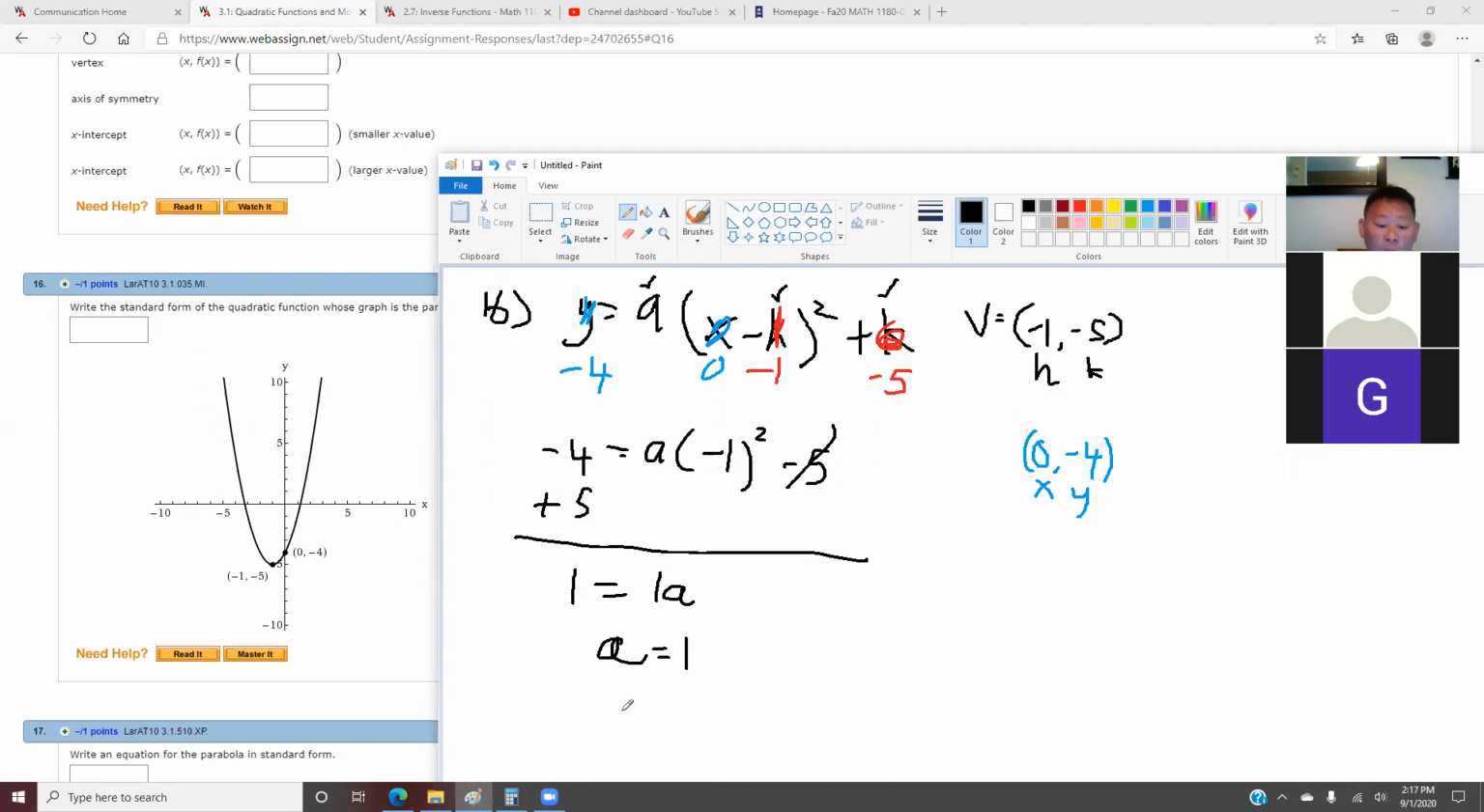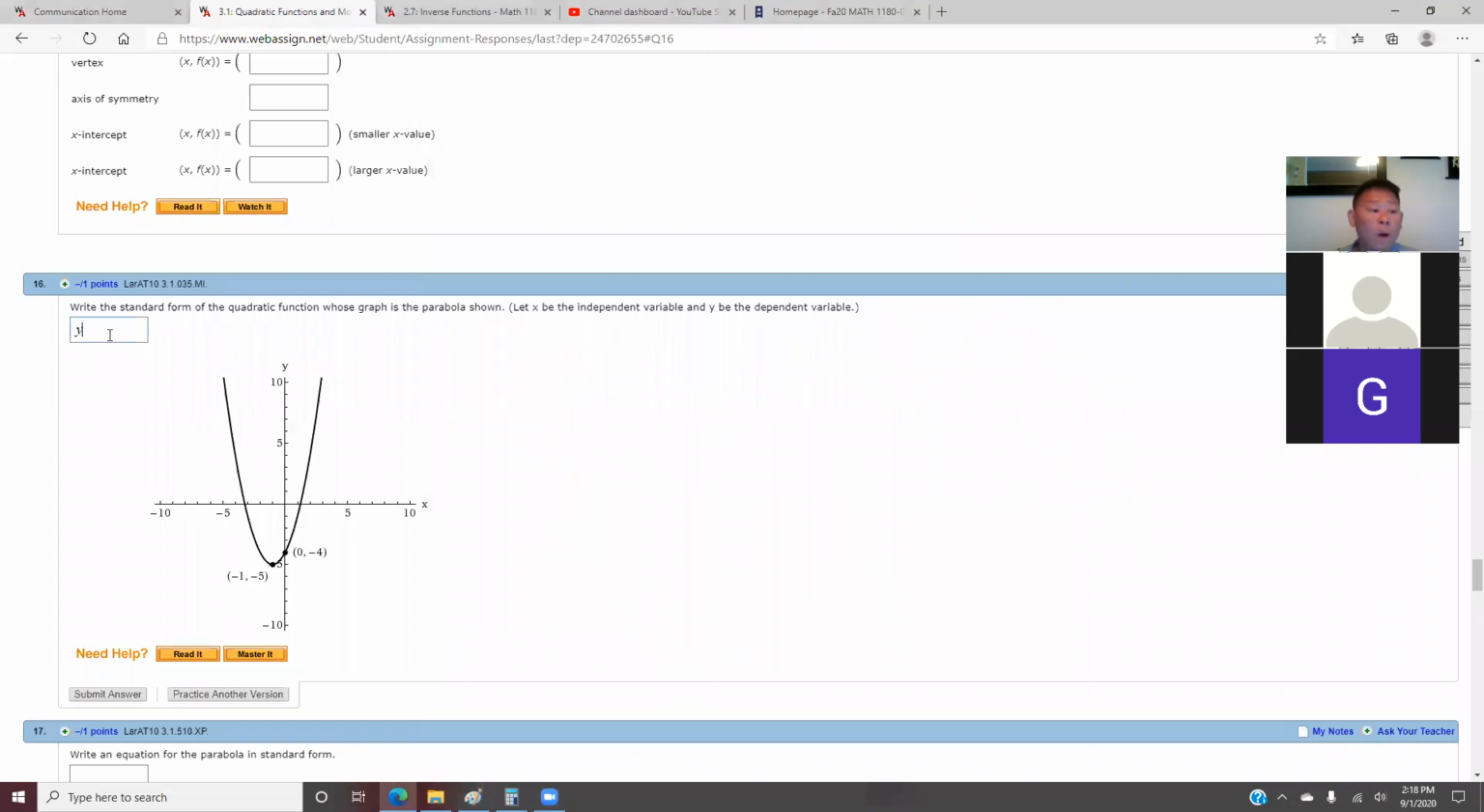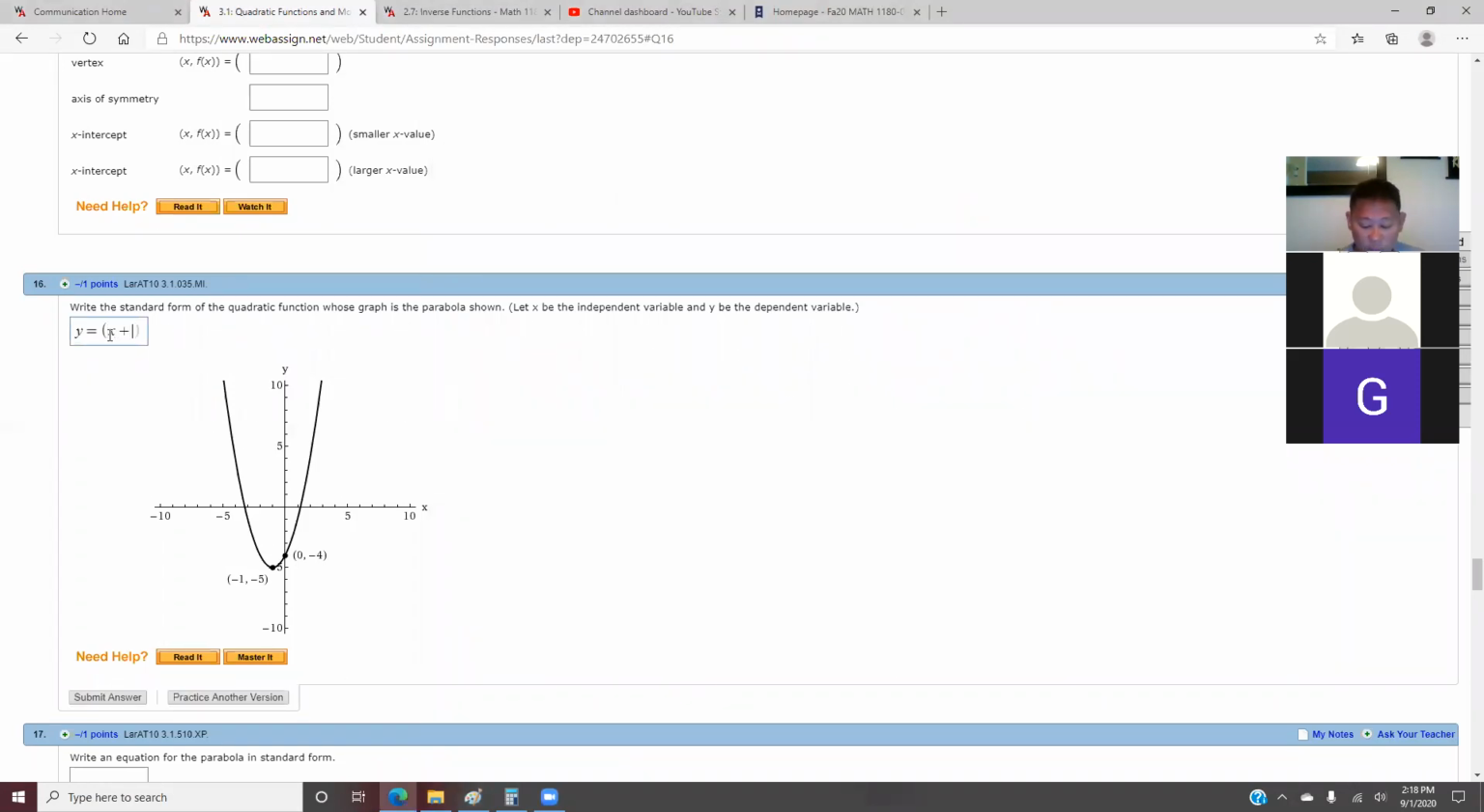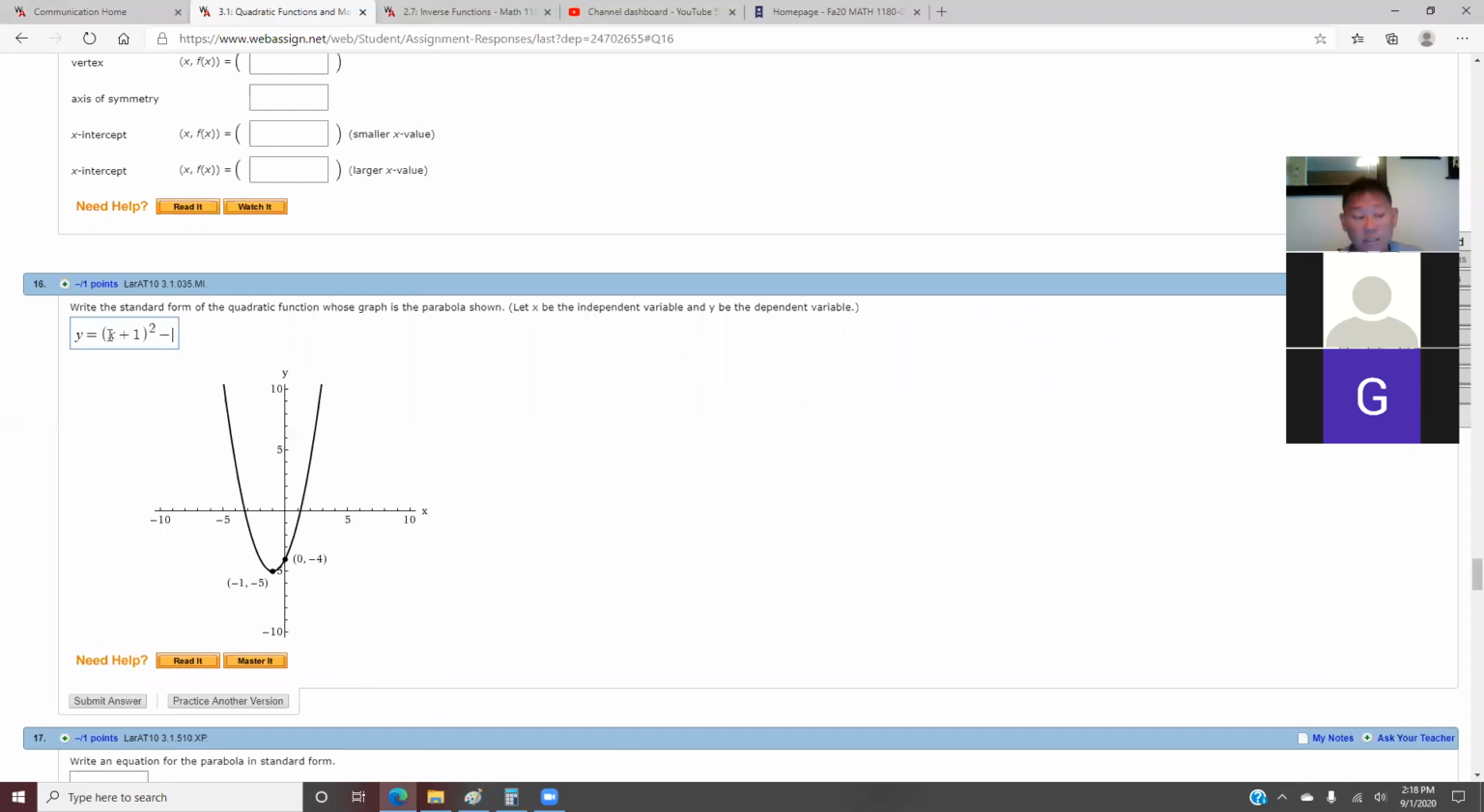So now we've got our equation: y equals a, in this case 1, which we can ignore. My h is -1, so the double negative makes it positive, x plus 1, make sure you square it, and then minus 5. So this equation is my answer. And class, if you do not give me this y equals when you put it in here, they will mark you wrong. So in other places, you have to give me y equals (x plus 1) squared minus 5. If you don't give me the y equals, they will mark you wrong.